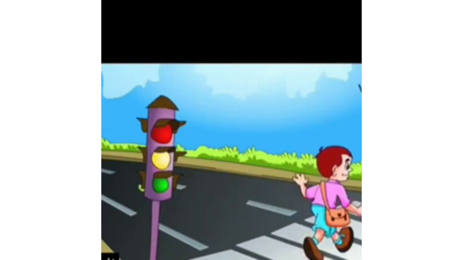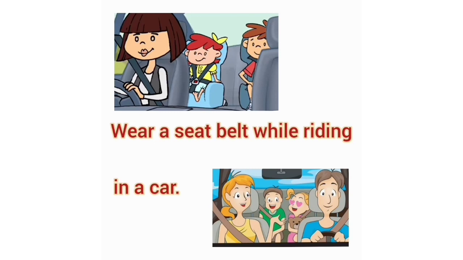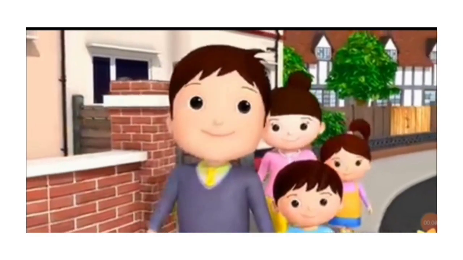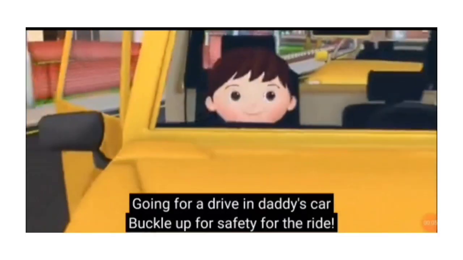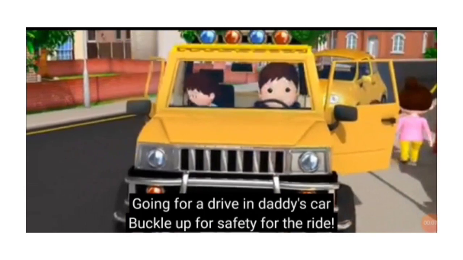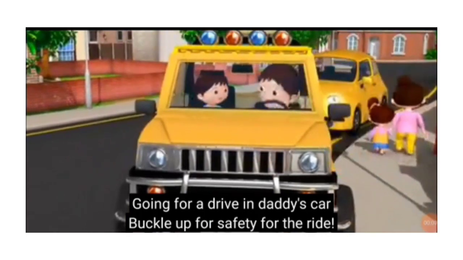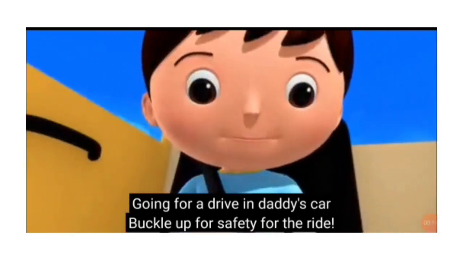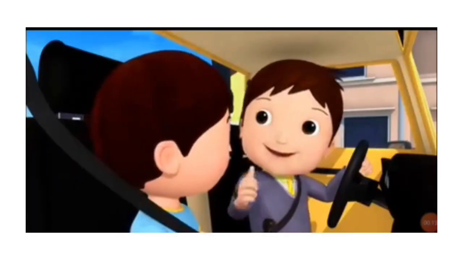You cross the road. Next, wear a seat belt while riding in a car. This means when you are going for a drive in daddy's car, buckle up the safety belt for a safe ride. These were some safety rules we shall follow.